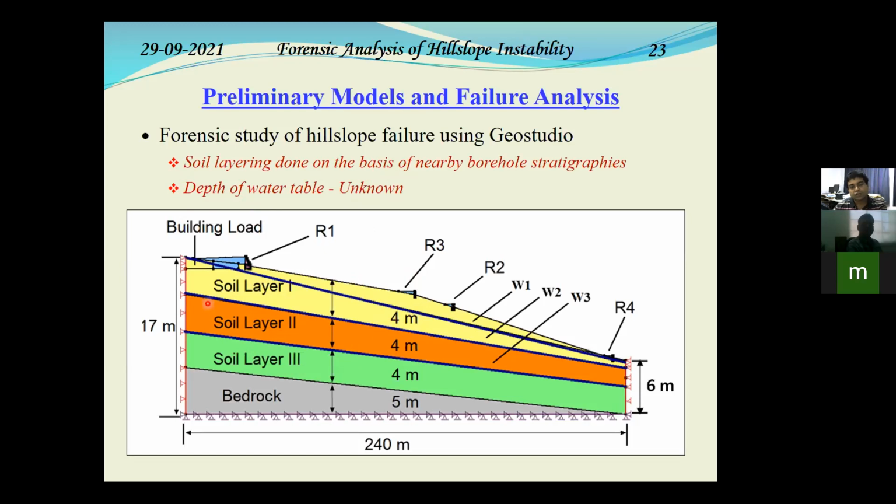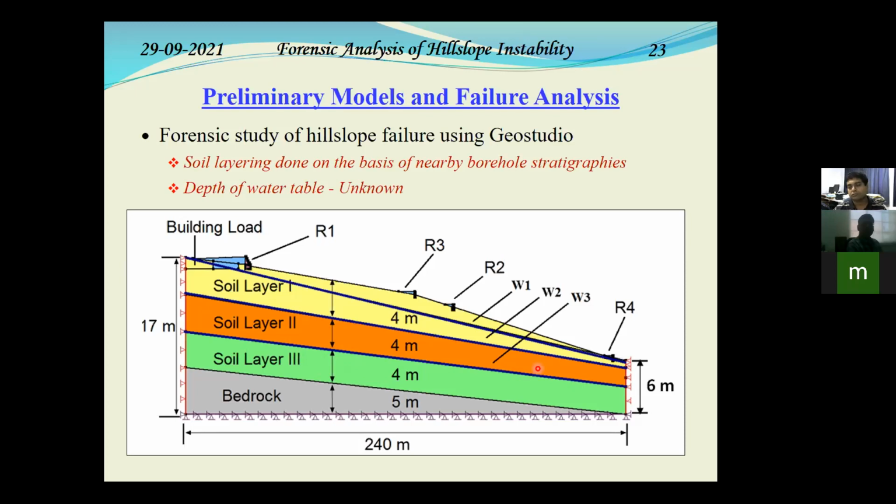So in that case, what we assumed is that we will do trial and error executions of the preliminary model with different levels of water table. So one water table, W1, we considered as very shallow. W2, we considered for a next set of analysis at the interface of soil layer 1 and 2. And again, for a third set of analysis, between soil layer 2 and 3, we considered the water table layer W3. Now, these are the natural water table or the seepage phreatic line which we considered for the analysis, assumptive.